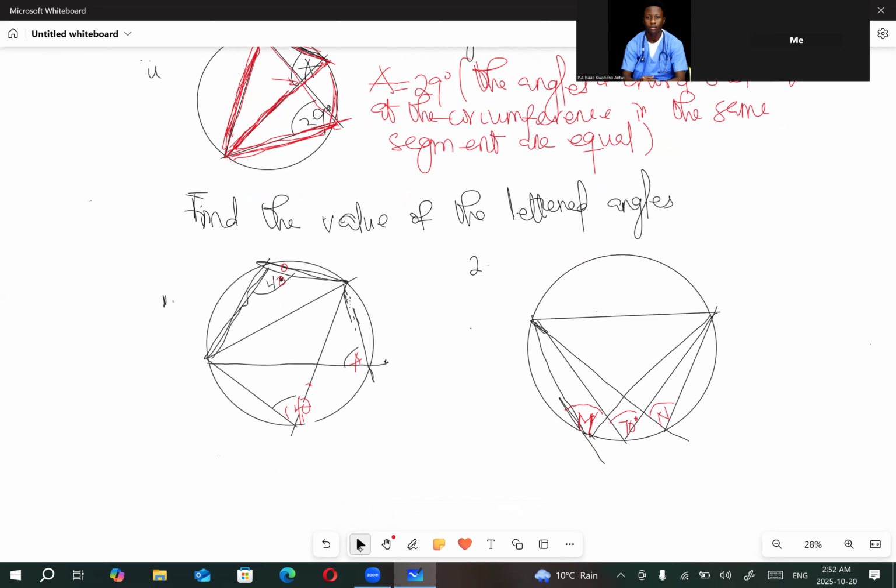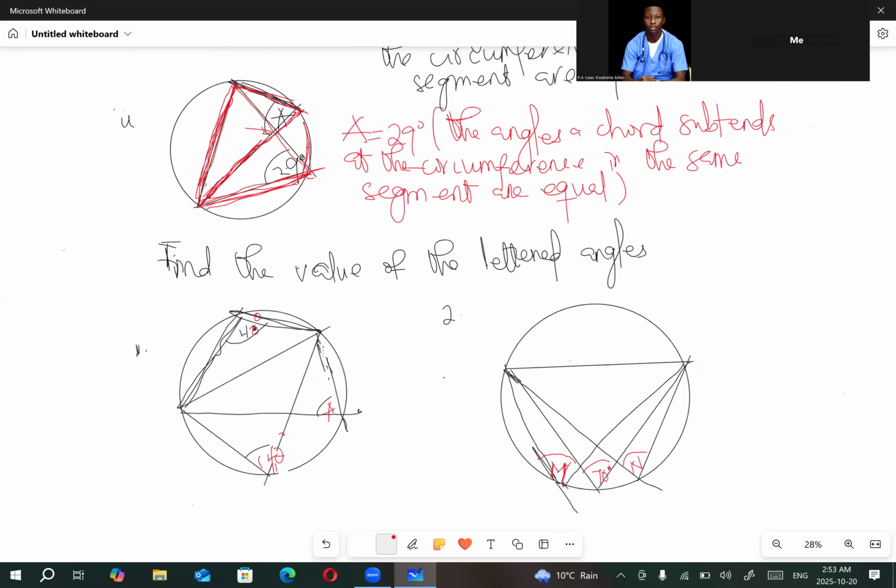Please, we can't see the figures. For question one, the number up is 40 degrees, below is 140 degrees, and then E. Then question two, M is 70 degrees. We have M 70 degrees and N.